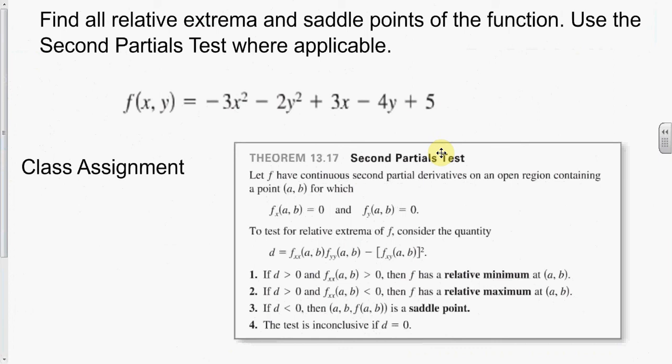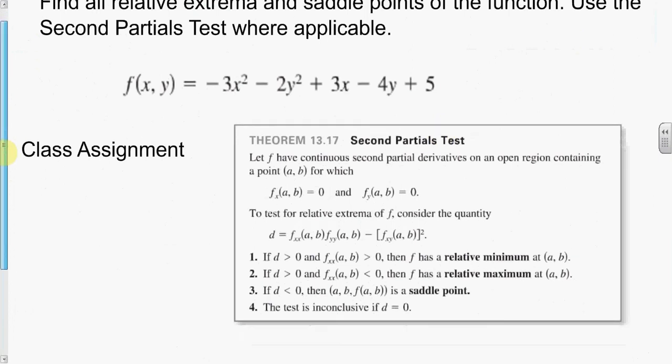Yes, sir. Yeah, I'll work this one, then I'll give you one more to do, and then we'll be done for today.